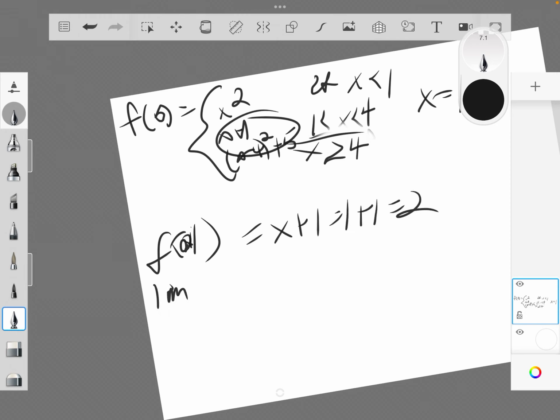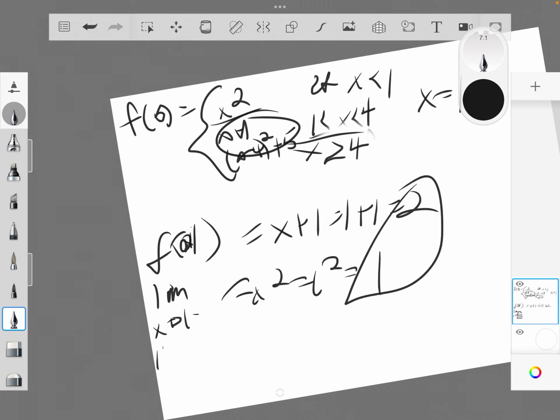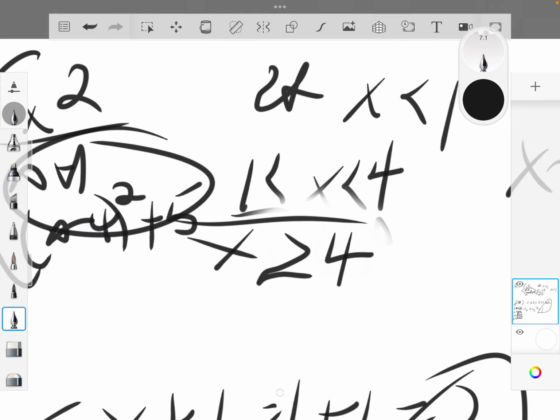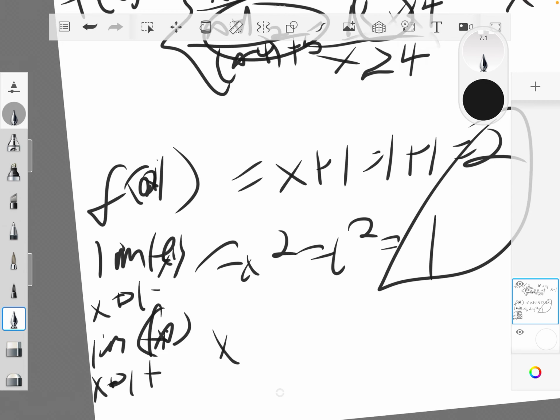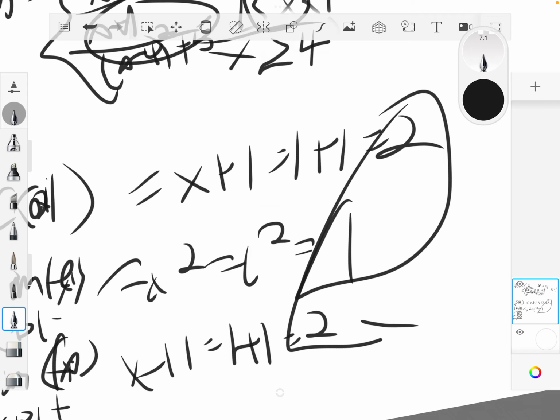And now we get the limit. Since this is piecewise, we take the limit from both sides. From the side less than 1, we use x squared, which is 1 squared equals 1. We already see the difference. Now the limit as x approaches 1 from the bigger side. What's the closest thing bigger than 1? X is bigger than 1, so we use x plus 1, which is 1 plus 1 equals 2. You see, the limit doesn't exist.